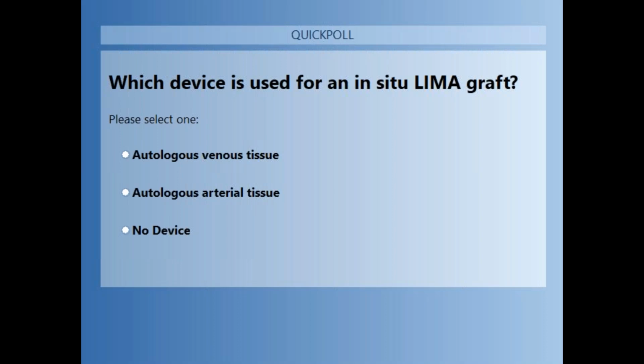Give you a couple more seconds here. I always feel like we need the Jeopardy music going on when we do these polling questions. Okay, I think we got the majority of the answers, so I'm gonna go ahead and close this.